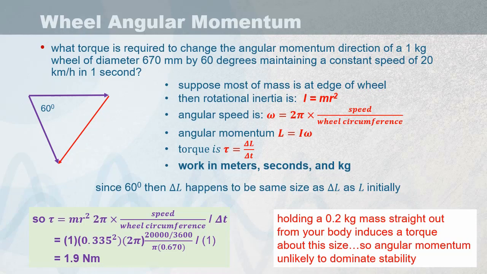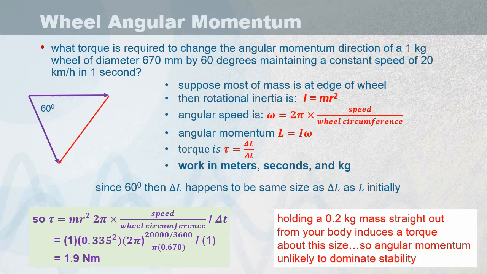So let's ask the question, what torque would be required to change the angular momentum direction of a 1 kilogram wheel that has a diameter of 670 millimeters by 60 degrees, and all the while the wheel moving forward at a constant speed of 20 kilometers per hour, and that this change occurring from upright to falling over to a 60 degree angle with respect to upright occurring in 1 second.